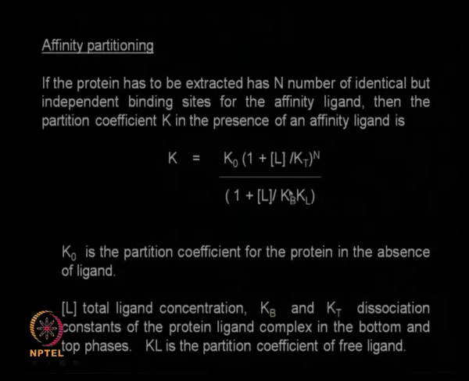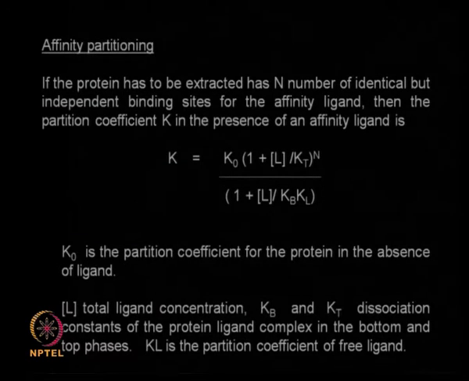Okay. Now what is KB, KT and KL? KL is the partitioning coefficient of the free ligand. As you can understand, the ligand also can get partitioned between the two phases. So some amount of ligand is going to get lost because of the partition coefficient. And KB and KT are the dissociation constants of the protein ligand complex in the bottom and the top phases. So now you have a protein ligand complex which may be present in the bottom, that means the heavies or the raffinate, or it may be present in the lights or the top or the solvent phase.